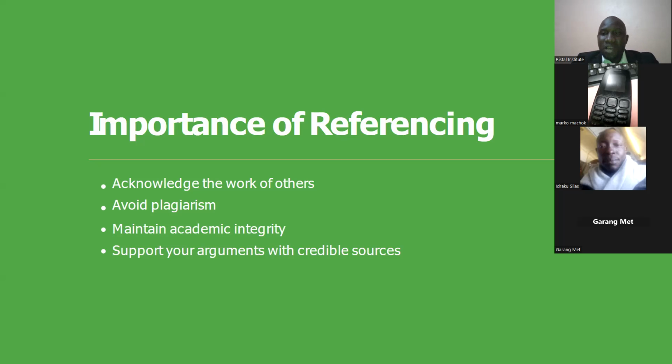So you cannot make very good arguments if you don't have credible sources that can be trusted. So how do we know that you have credible sources? It is when you cite those sources. You give the references for those sources. That is actually very, very key.